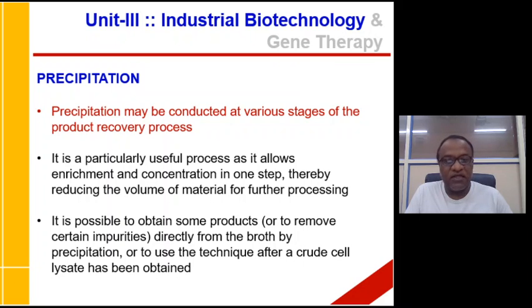Right. So, it is possible to obtain some products directly from the broth by using precipitation. You need not have an intermediate purification step. You can directly obtain some of the important products just by employing the precipitation method. It is very useful because it allows enrichment and concentration in one single step. And in some cases, to obtain some products or even to remove some of the impurities directly from the broth, precipitation is the best choice.